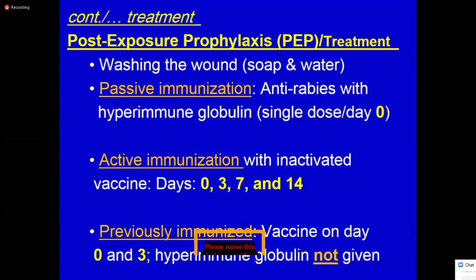If the patient has been immunized previously, as we said in some jobs like butchers or hunters, we give only 2 doses, on days 0 and 3. Sometimes we even give 1 dose, and we don't give hyperimmunoglobulin. We don't give antibodies, passive immunity, because the patient has already been vaccinated.